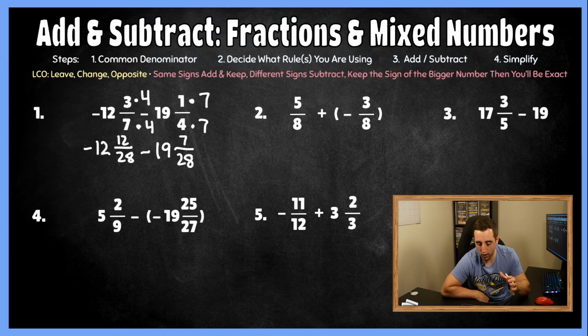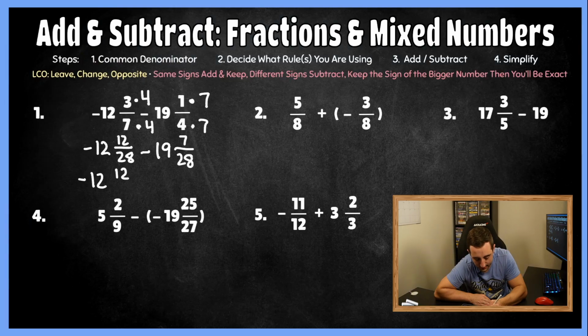So now that we've done that, we want to move on to step 2 and decide, what rule or rules are we utilizing? And I always make my students memorize 2 rules, one for subtraction and one for addition. Since this is a subtraction problem, we're going to start with the rule in yellow, which is leave, change, opposite. So we're going to leave the first mixed number alone. So it's going to be negative 12 and 12/28. We're going to change subtraction to addition, and we're going to turn 19 and 7/28 to its opposite. So it's going to become negative 19 and 7/28.